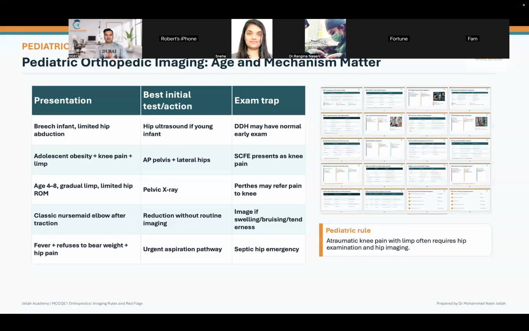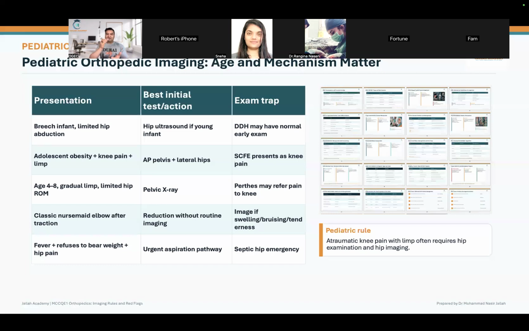Classic nursemaid elbow after traction. If it is classic, it means there is no tenderness point. There is no swelling. There's no bruising. There's no cut. There's no bleeding. This is called classic. And there's no injury like a fall, trauma, or car crash. So it is just traction. This is called classic nursemaid elbow. What do I do? Reduction. Do I need to do any X-ray or imaging?